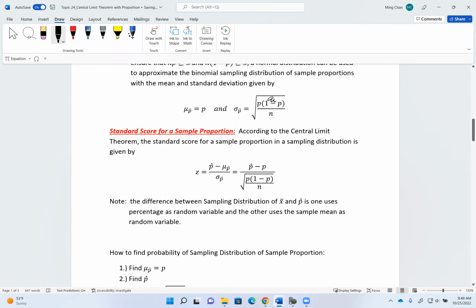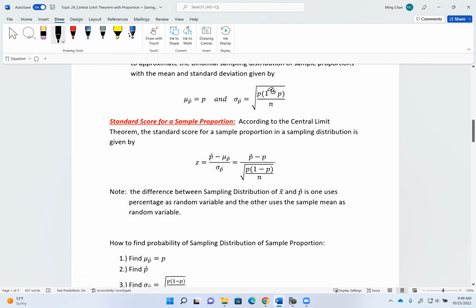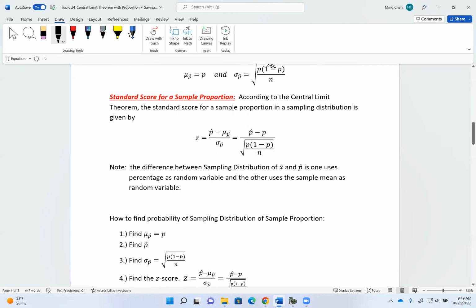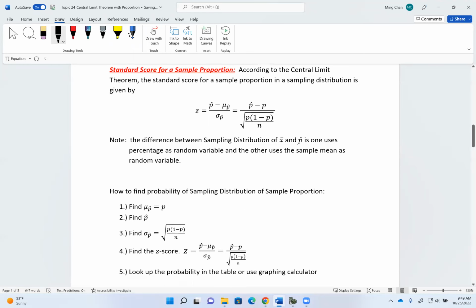To find the standard score, here is our formula. It's p hat minus the mean of p hat, divided by the standard deviation of p hat, the sample proportion. We know that the mean of p hat becomes the population p, and the standard deviation of p hat is equal to this. Here I make a note about the difference between the sampling distribution of the sample mean x bar and the sampling distribution of the sample proportion p hat: p hat uses percentage as the random variable, and x bar uses the sample mean as the random variable.